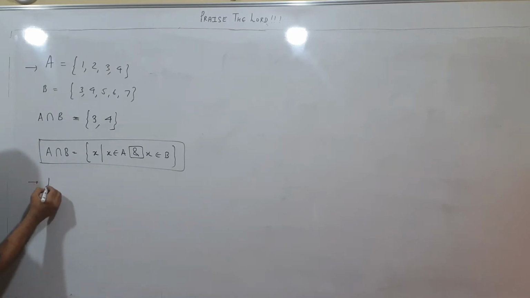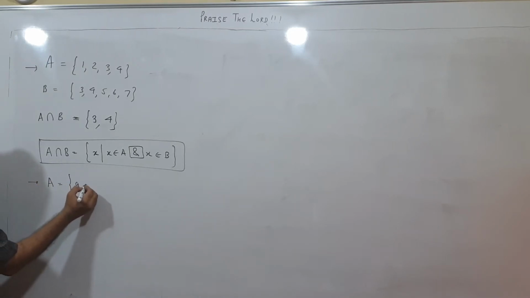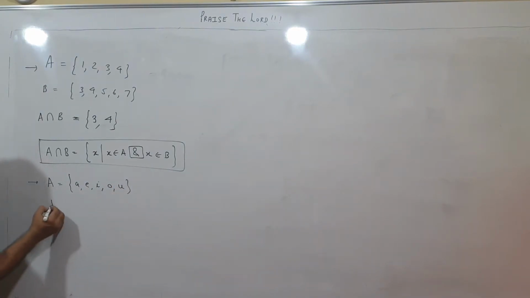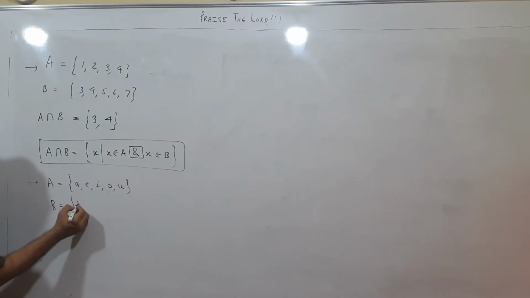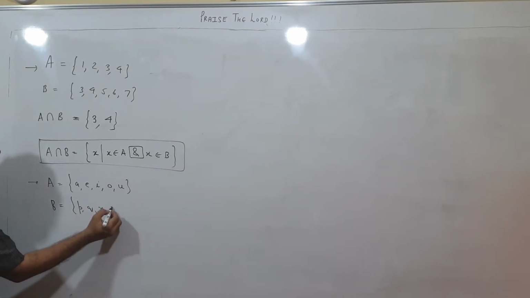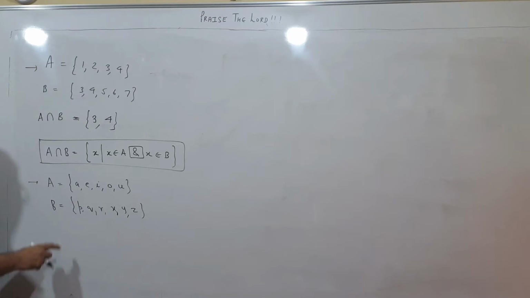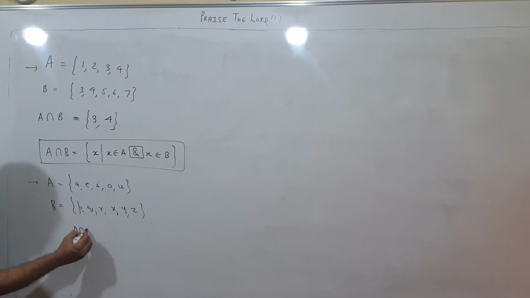So next example, A is {a, e, i, o, u}, and B is the set {p, q, r, x, y, z}. Like this we think. Now you can see there is no element common. No element is common, so A intersection B will be called a null set.